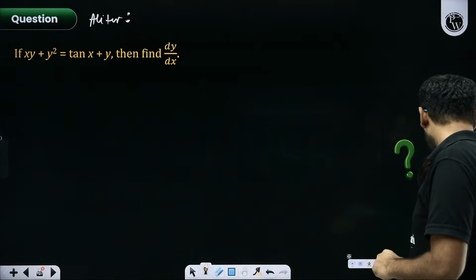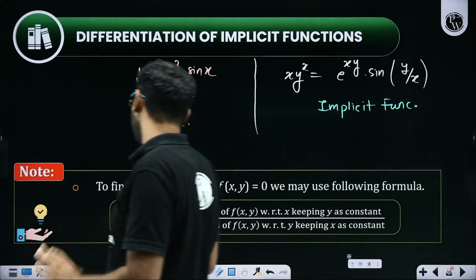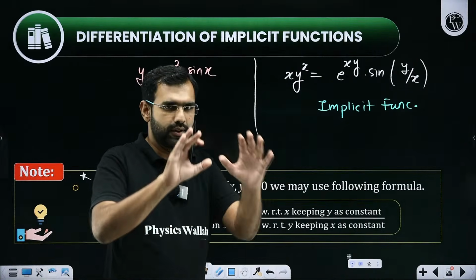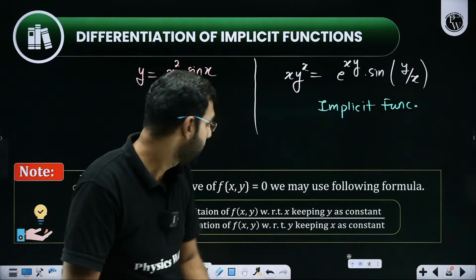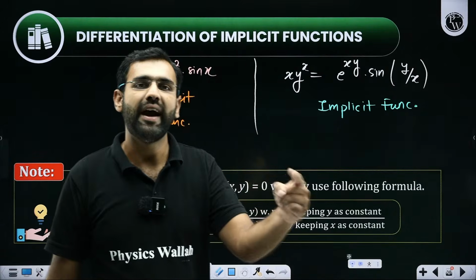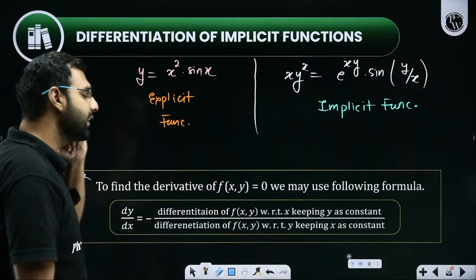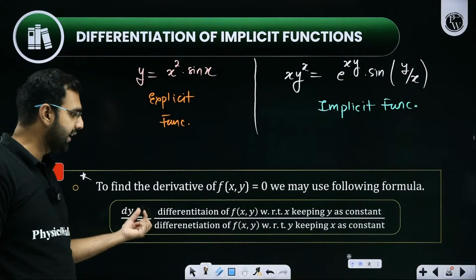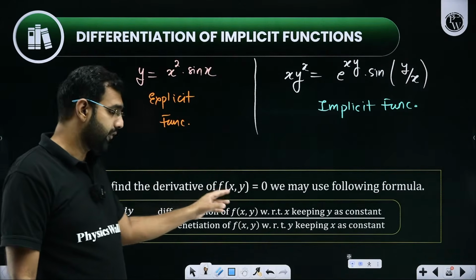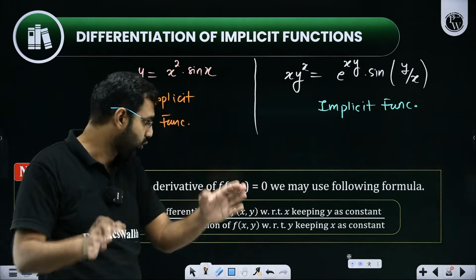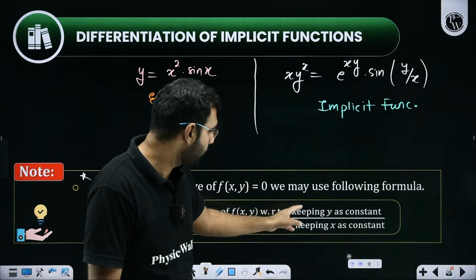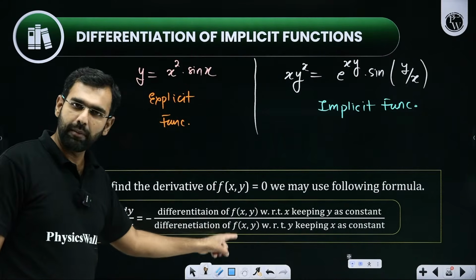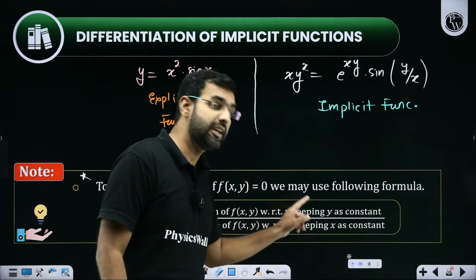What does it say? If you are ever given an implicit function, like f of x comma y, expressed in terms of x and y both, is equal to 0, then to find the derivative of it, we find dy by dx directly as negative of the differentiation of that same expression f of x and y with respect to x, keeping y as constant, divided by differentiation of the same f of x comma y with respect to y, keeping x as constant.